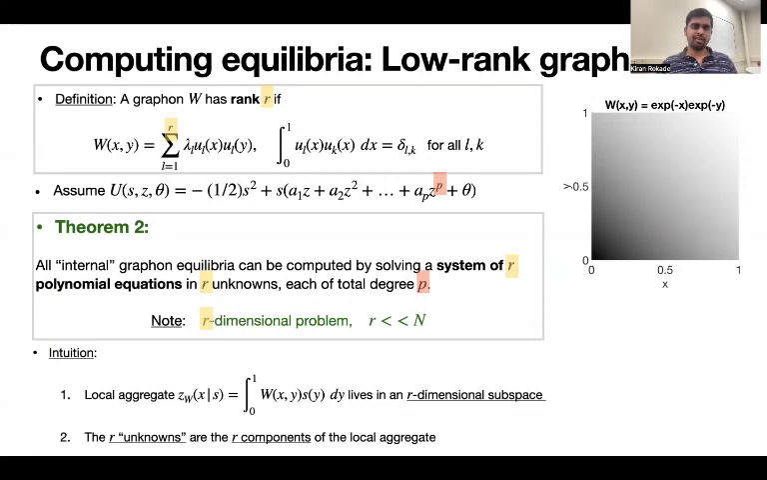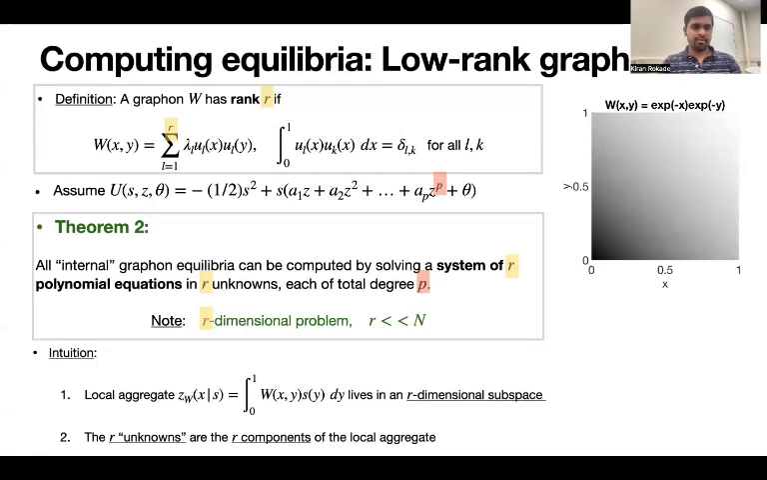How do we define the rank of a Graphon? It's similar to the definition of the rank of a matrix. If we do an eigenvalue decomposition of our Graphon and say the Graphon has R non-zero eigenvalues, then we say that the rank of the Graphon is R. We also assume that our utility function has a special structure, and this structure is such that the local aggregate appears in the utility function as a polynomial, and we assume that the degree of this polynomial is P.